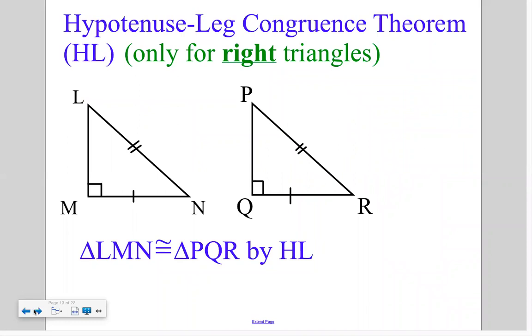Here's our last congruence postulate or theorem. Hypotenuse leg. This is the one situation where angle side side works. Okay? This is the one time that it works. And it works in right triangles. But we don't call it angle side side, we call it hypotenuse leg. If you are given in any right triangle the fact that the hypotenuse, the longest side, is congruent, you have that pair, and any leg, so the legs are the ones that come off of the right angle, these are congruent by hypotenuse leg.